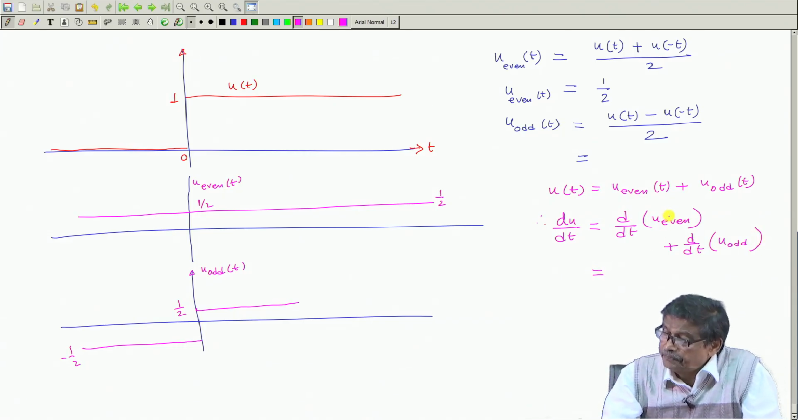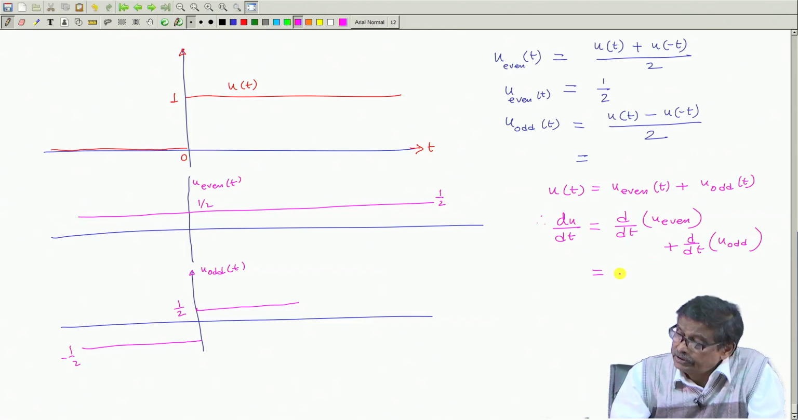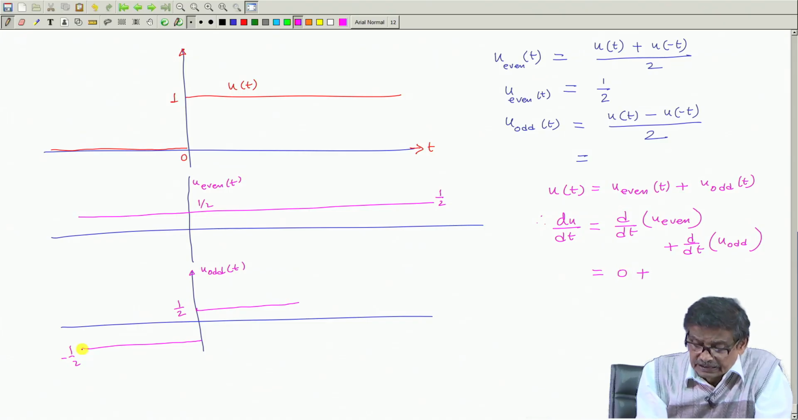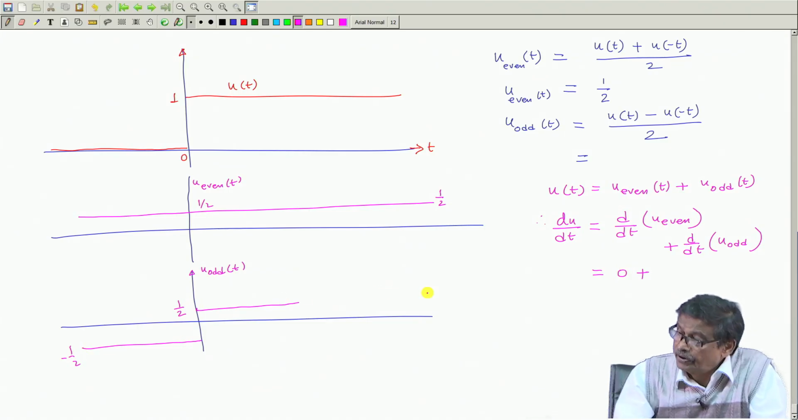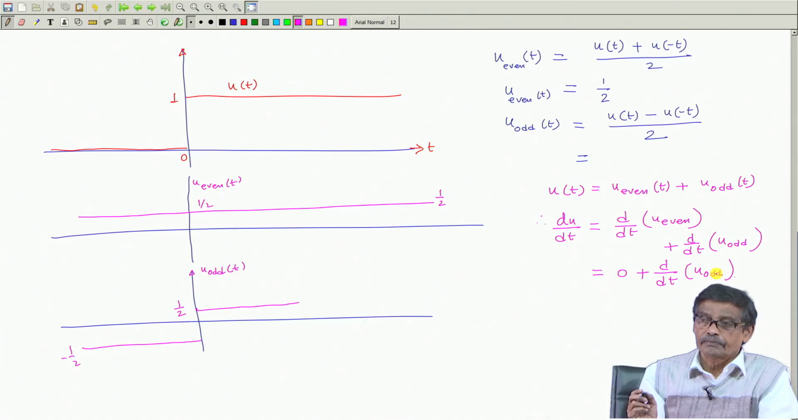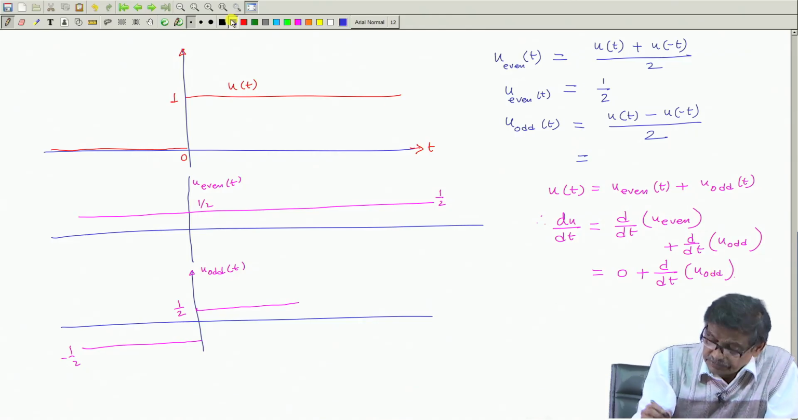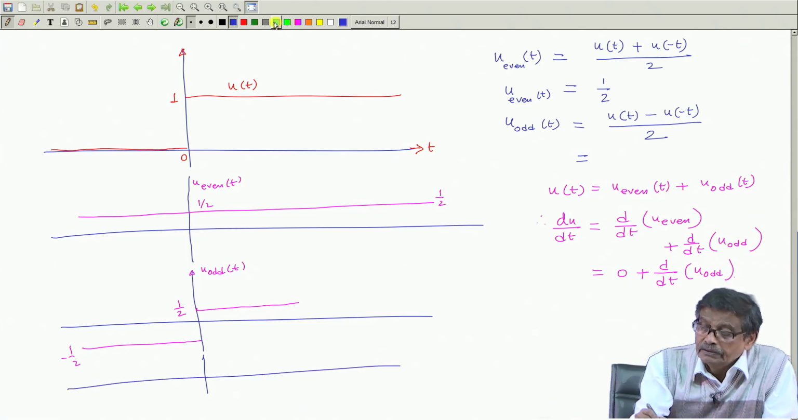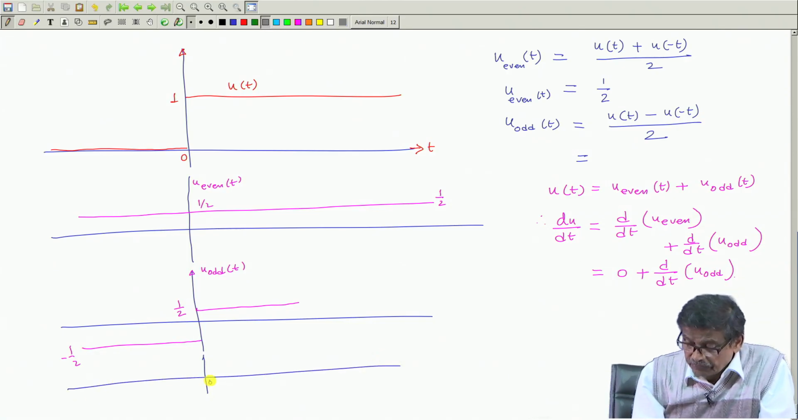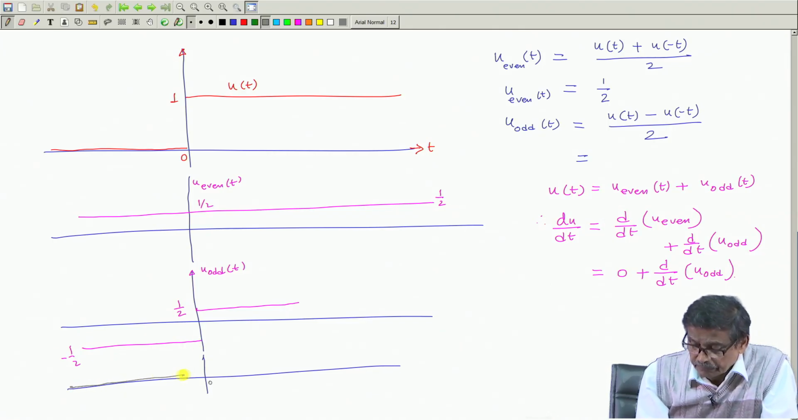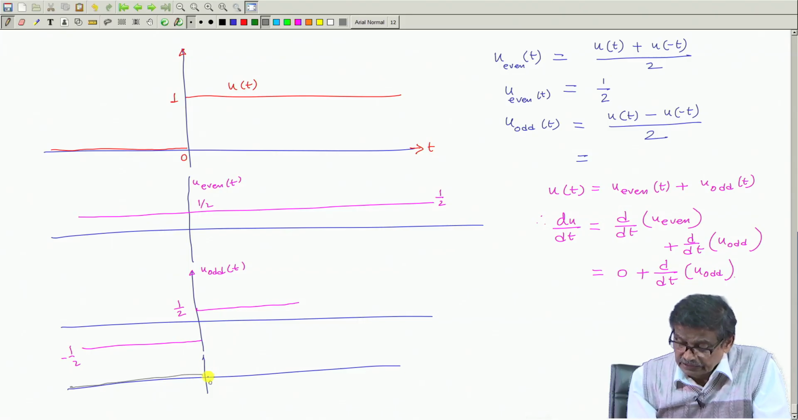Now, obviously, this first term is constant throughout, so its derivative will be 0, and du/dt is nothing but the derivative of this function u odd(t). Got the point? Now, what will be the derivative of this function? For t less than 0 it is constant minus half, so it will be 0, and for t greater than 0 also it will be 0.